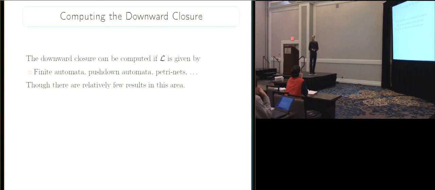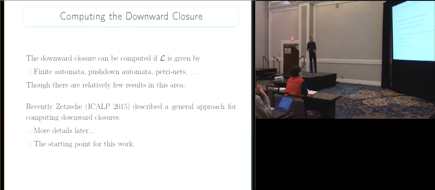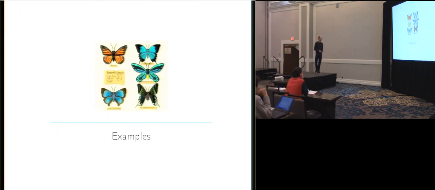And it's not obvious how to do that. But fortunately for us, Georg Zetzsche last year presented at ICALP a general approach for computing downward closures. And that's kind of the starting point of the solution of this work. So I'll give more details about that in the technical part of the talk.